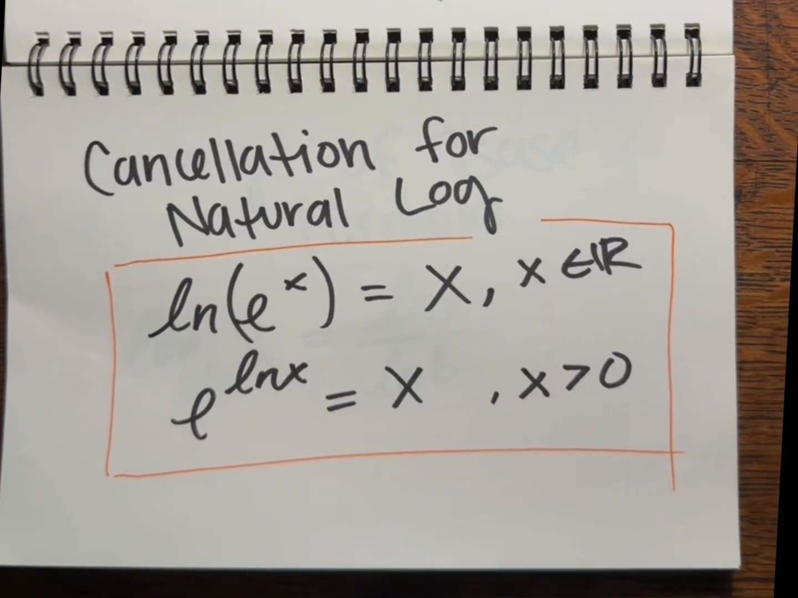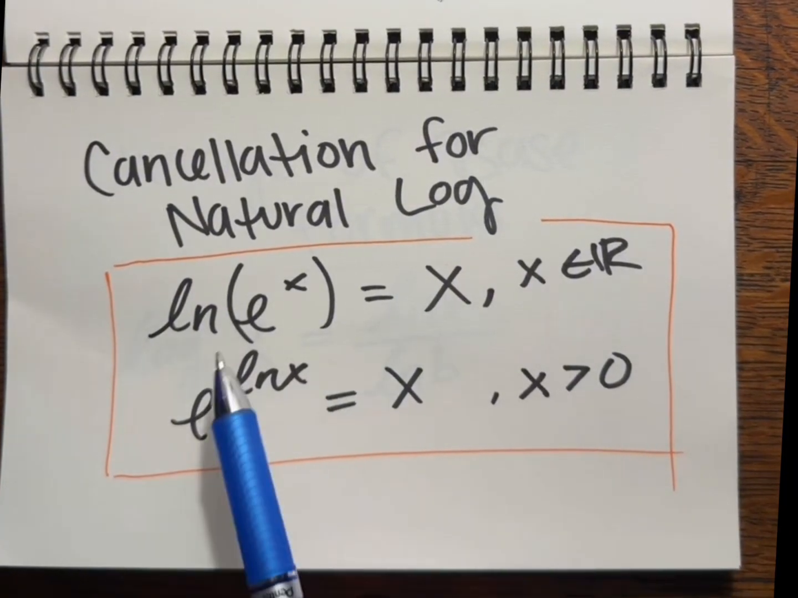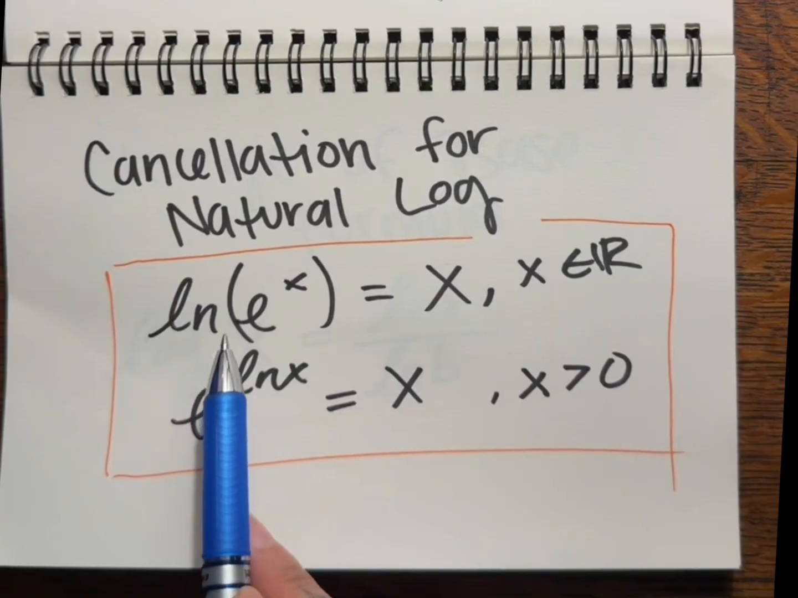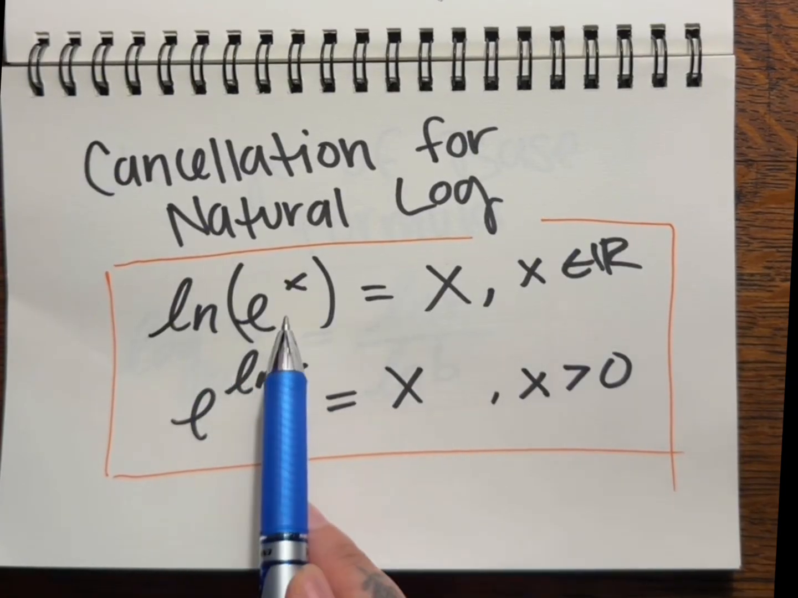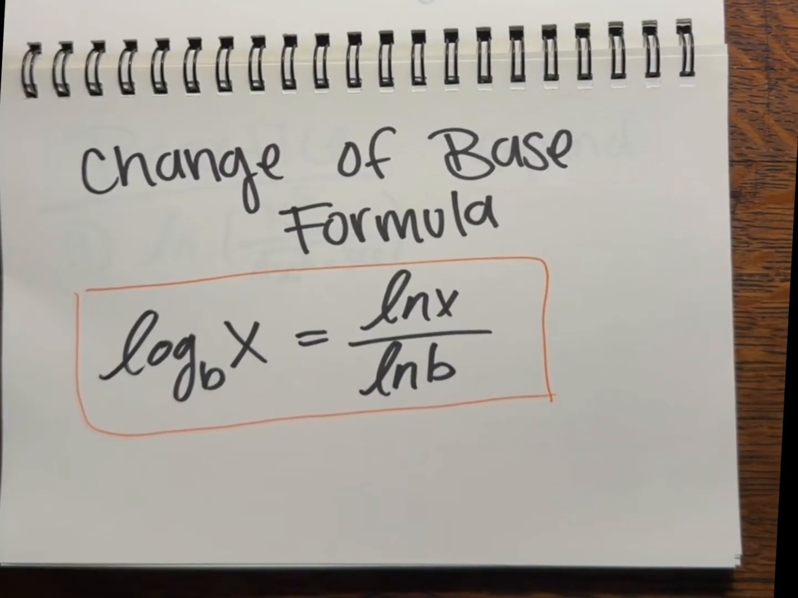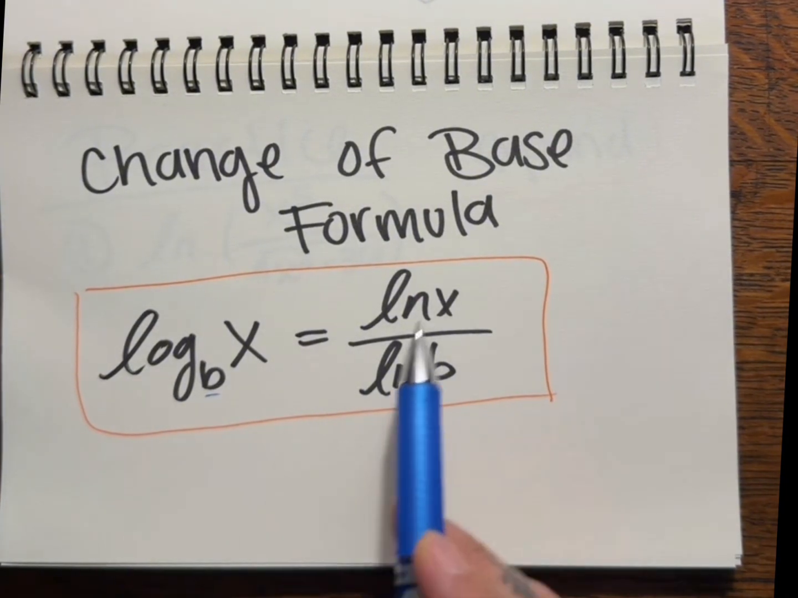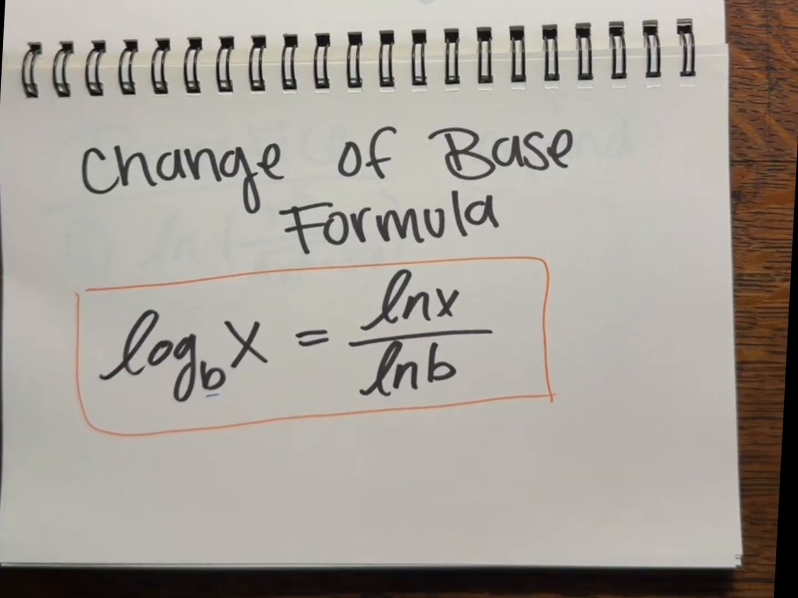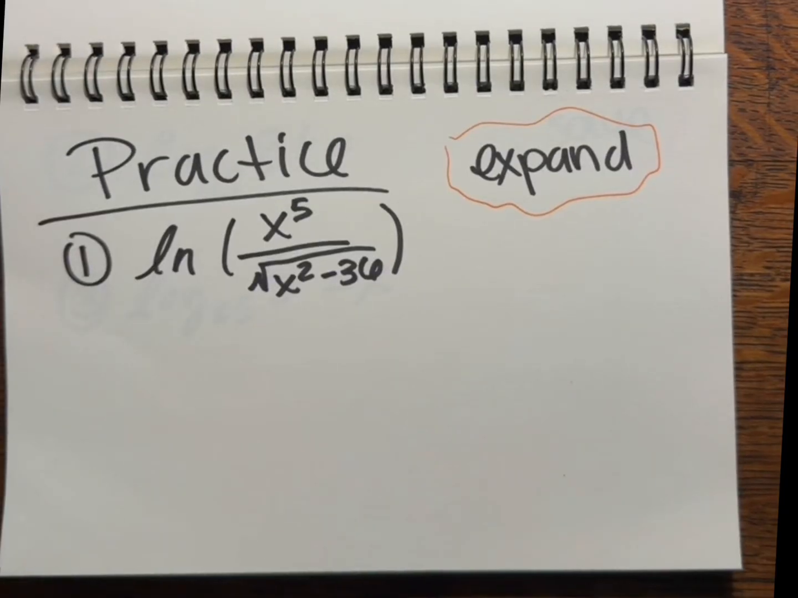And here are some of the cancellations for the natural log. If you have ln of e to the x, these cancel and you get x. And when you have e to the power of ln x, these cancel and you get x. And here's the change of base formula, which is useful if your calculator doesn't allow you to put in a custom b and you only have an ln or a log button, you're able to separate it into this form. And now let's do some practice problems.